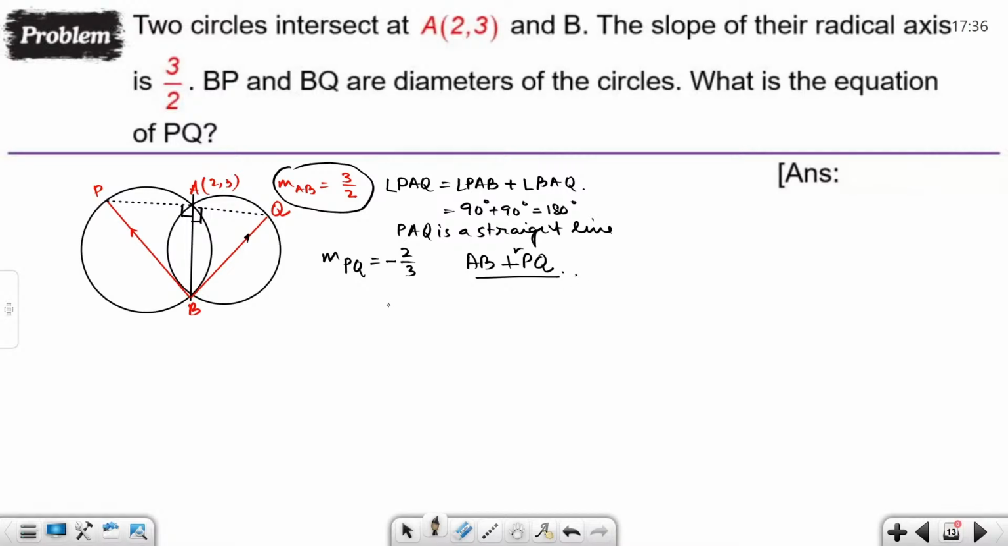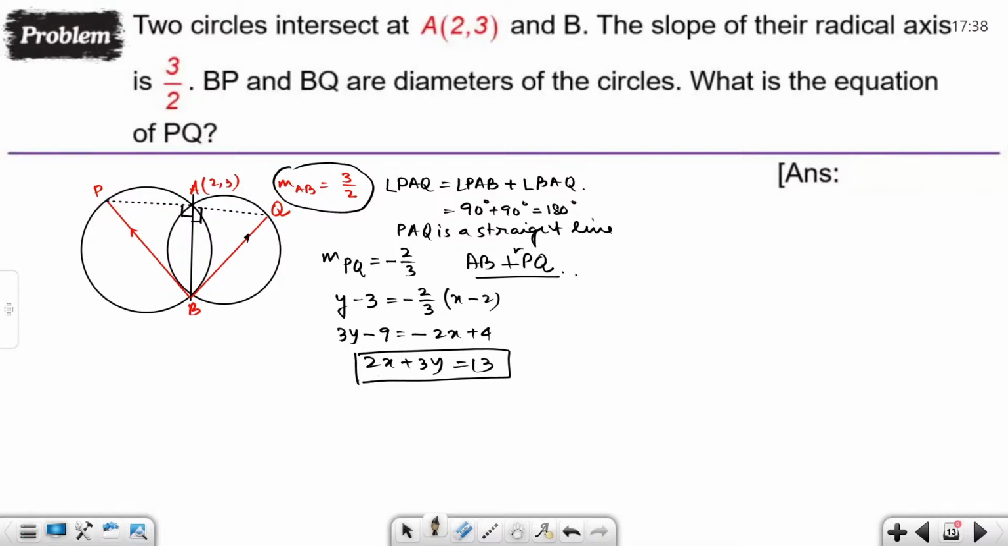Is it clear? Therefore, the slope of PQ we got is minus 2 over 3. So the slope is known, and the line PQ is passing through the point (2, 3). Therefore, its equation will be y minus 3 equals minus 2 over 3 times (x minus 2). So that gives us, therefore, the equation of PQ becomes 2x plus 3y equals 13.